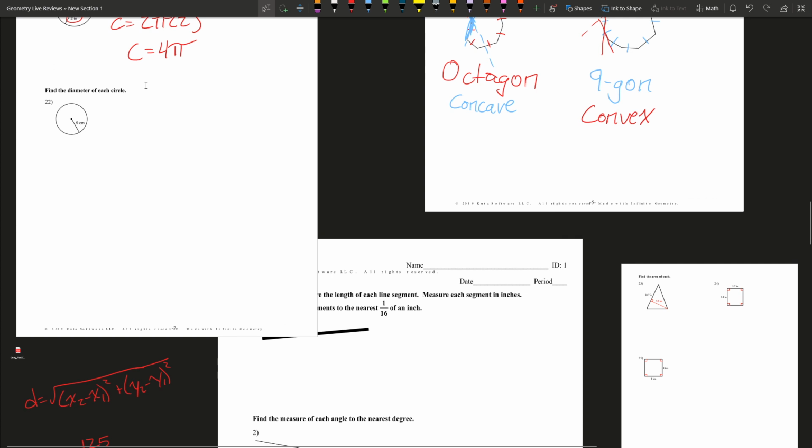Find the diameter of each circle. Diameter is just twice the radius. So 9 is the radius. So our diameter is just 18.